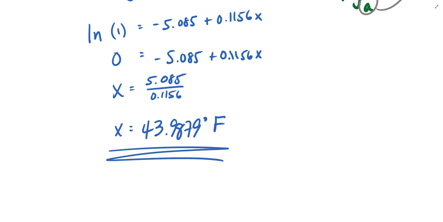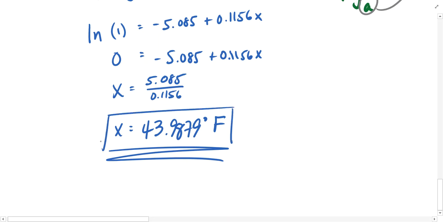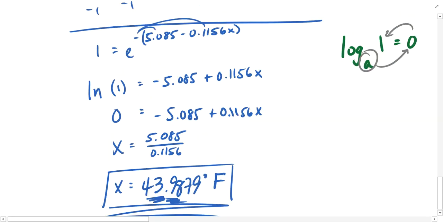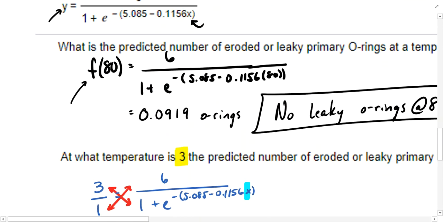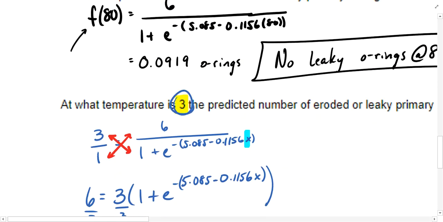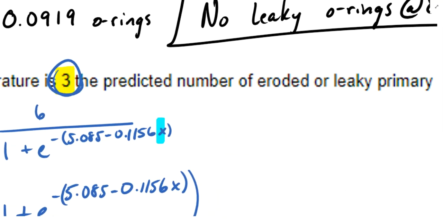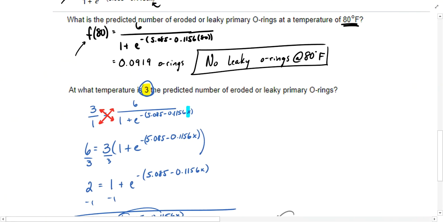And so my comment earlier about the engine making the air temperature too hot might cause leaky O-rings, maybe I was going in the wrong direction. Evidently, it looks like it's the cooler temperatures that affect these O-rings, because what we've just found is that with an x value, or an outdoor temperature, of 44 degrees, when rounded to the nearest whole number, we will predict that 3 O-rings will have failed, either become eroded or leaky. So we wouldn't want to launch this shuttle.